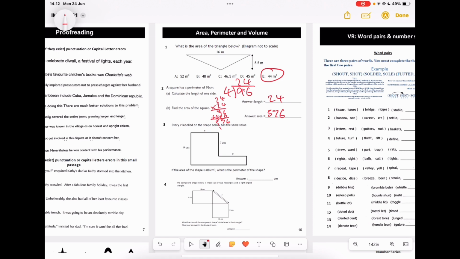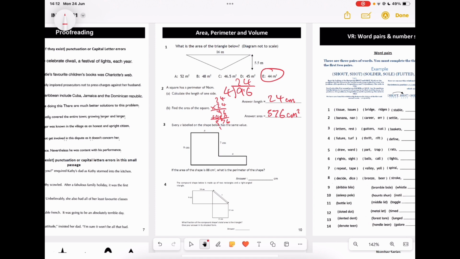And don't forget your units. So the length of one side is going to be 24 meters. Oh, no, it's going to be 24 centimeters. Just checking. Okay. And then the area is going to be 576 centimeters squared.